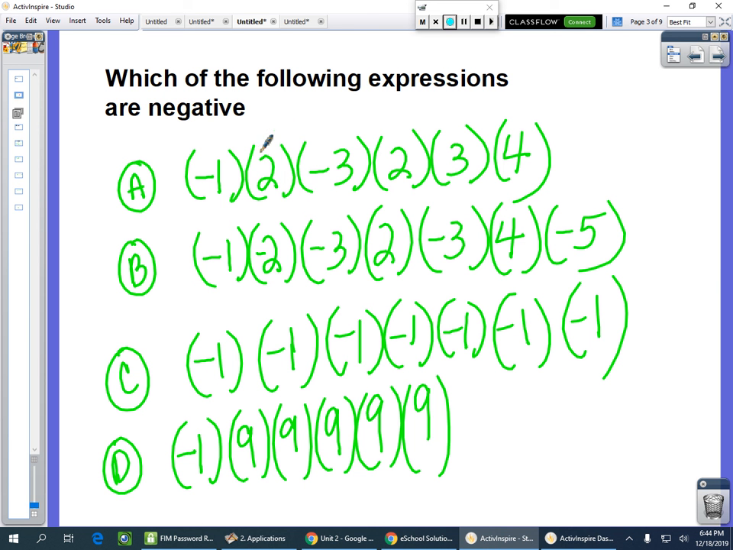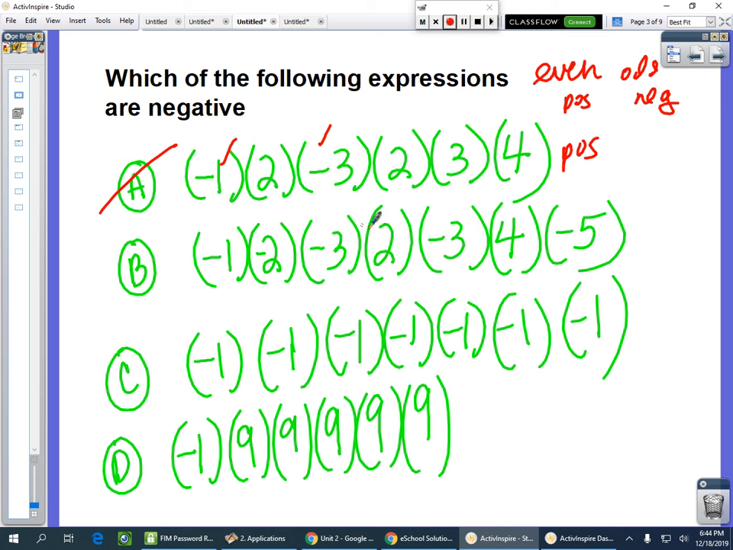Here, which of the following expressions are negative? So what you're doing is you're counting. If there's an even amount of negatives, it's going to be a positive answer. If there's an odd number of negatives, it's going to be a negative answer. So here there are 1, 2. There are 2 negatives, so this one's going to be positive. So it's not this one.